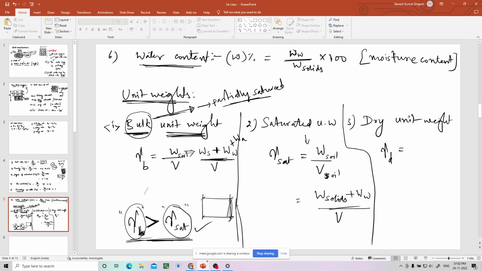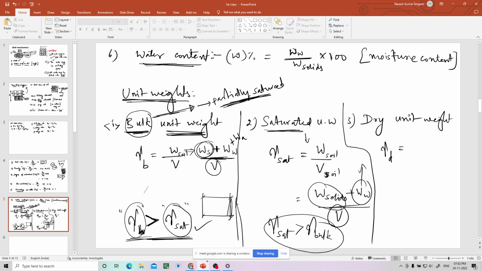Equal nahi. See, gamma bulk means partially saturated. It's not that all voids are filled with water, total voids. Still, there is some air. So if there is still some air, the weight of the solids is the same. This is also the same. Weight of water will be more in case of saturated unit weight. In case of saturated condition, so always gamma sat will be greater than gamma bulk.